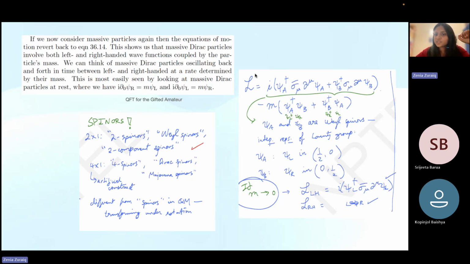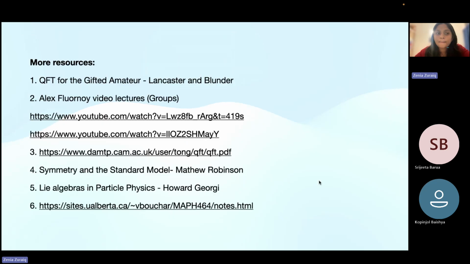So here, this is how it's written. Here, the psi A and psi B are kind of the psi L and psi R, which I used. So you can see that, yeah, psi A is psi L, in a particular representation. So this is for spin half particles, if we consider this. And if m tends to 0, then you just have independent equations.